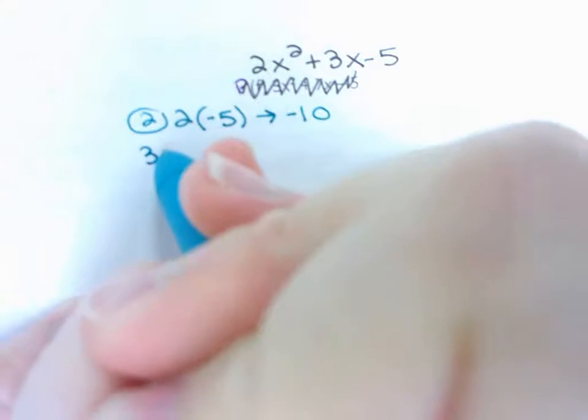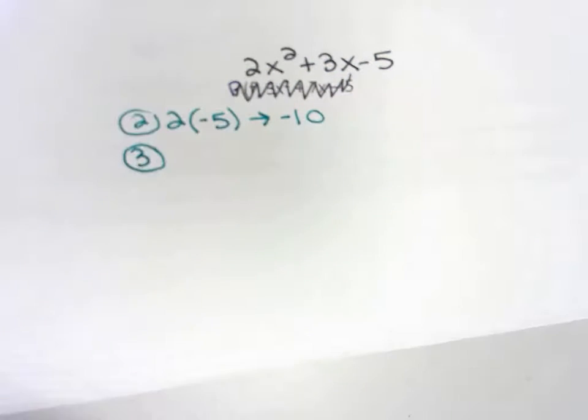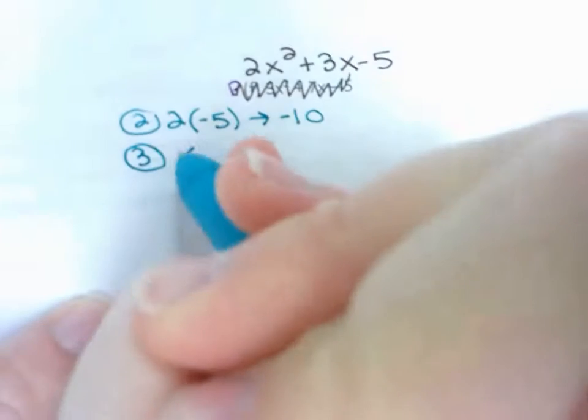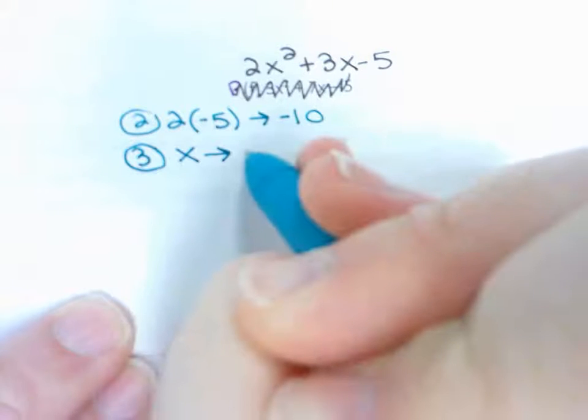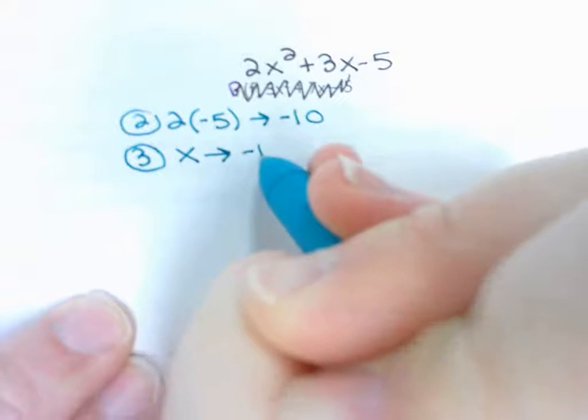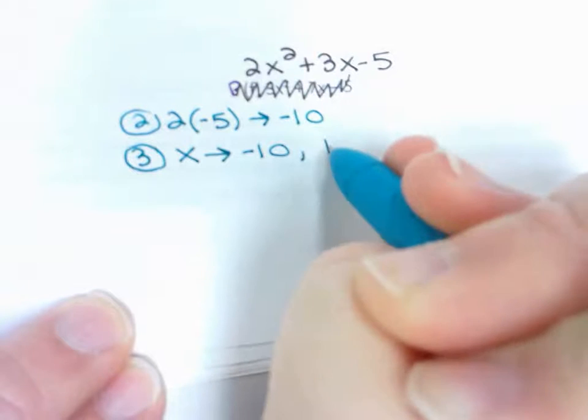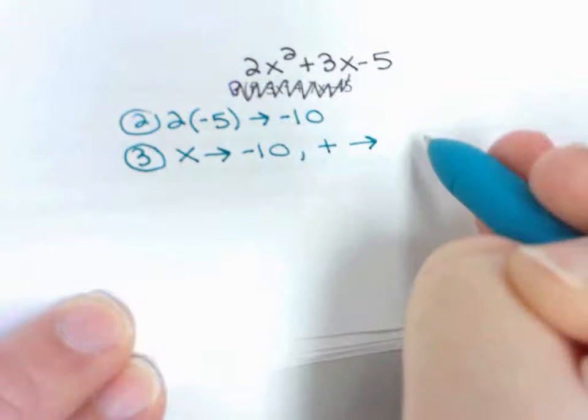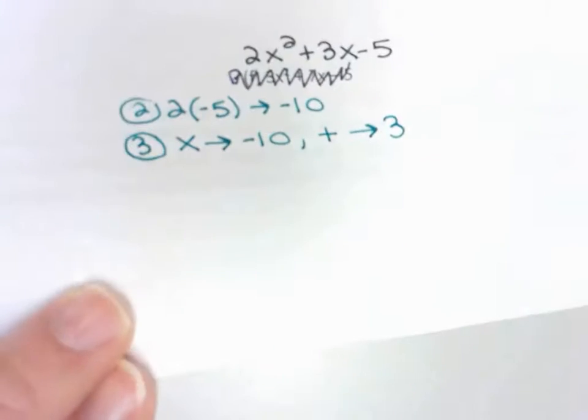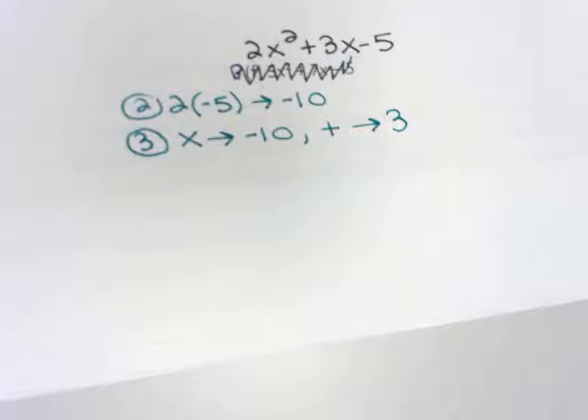Step 3. I need to find two numbers that multiply to give me what? And add to give me positive 3, the middle number. Good. So the first couple steps aren't a lot of work, you're just pulling numbers. Then step 3 is where it gets a little harder, because you have to think about two numbers that multiply to give me negative 10 and add to give me 3.